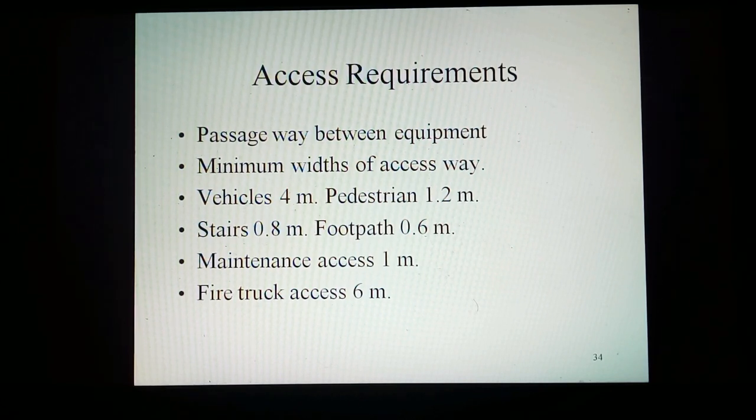Minimum widths of access ways shall be as follows. Vehicular access ways within units, 4.0 meters. Pedestrian access ways and elevated walkway, 1.2 meters. Stairways and platforms, 0.8 meter. Footpaths in tanks areas, 0.6 meter. Maintenance access around equipment, 1 meter. Fire truck access way, 6 meters.